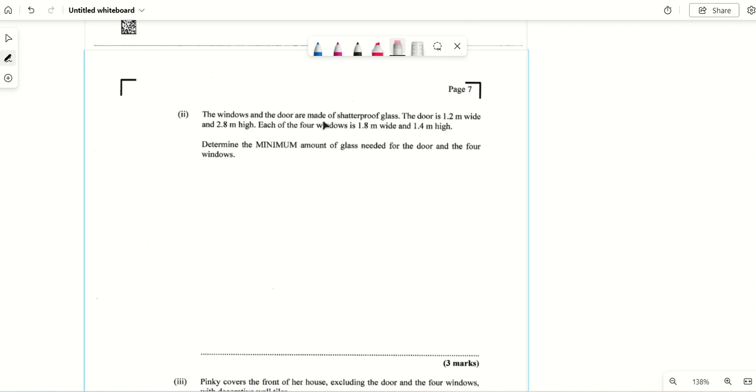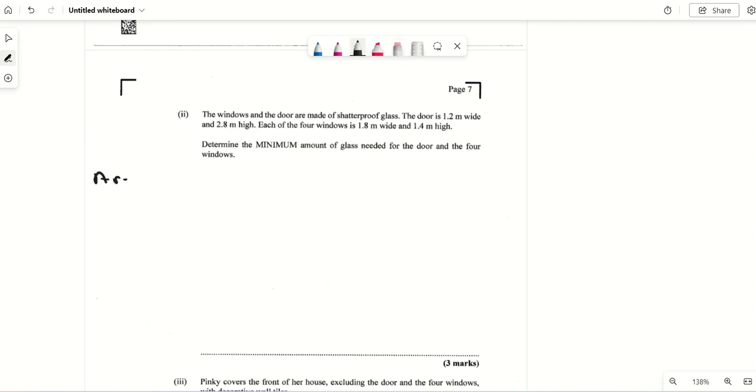The window and doors are made up of shatter-proof glass, right? The door is 2.4 meters wide and 3.8 meters high, right? And each window, how many windows are there? There are 4 windows, right? Each window is 1.8 meters wide and 1.4 meters high. So we can find out the area of your door.